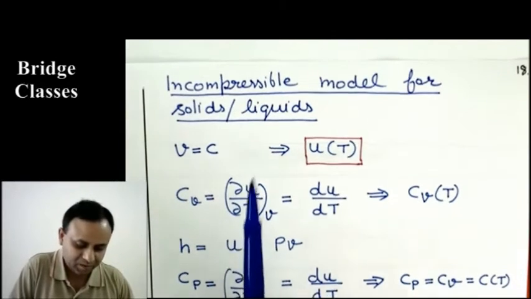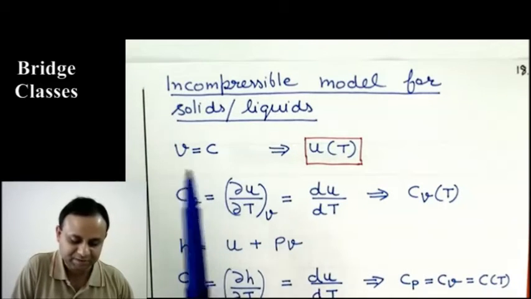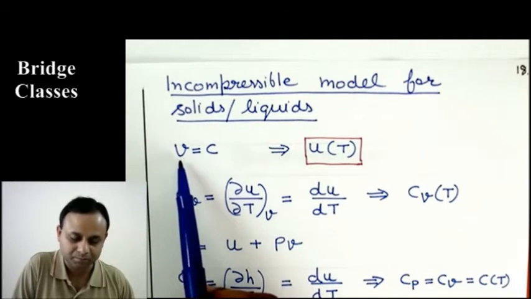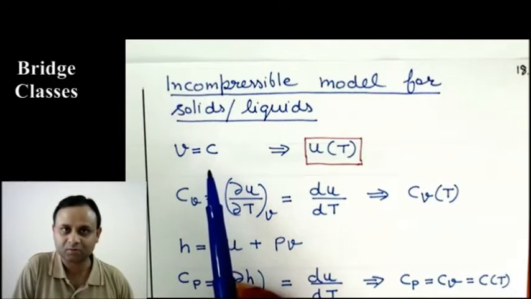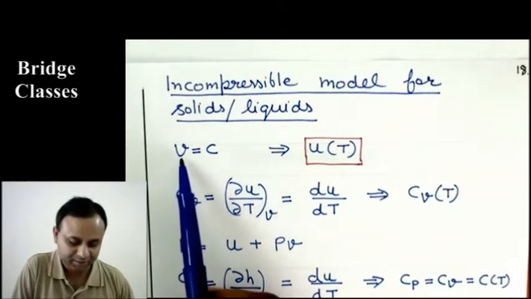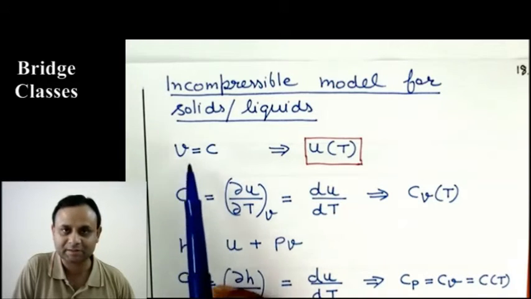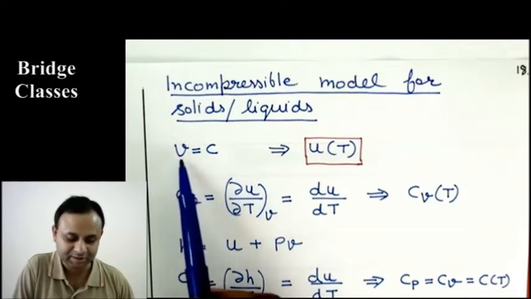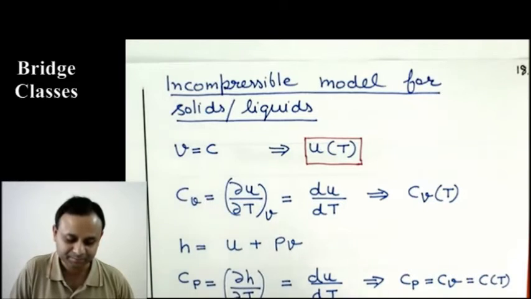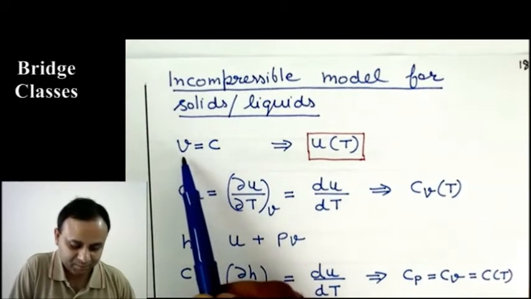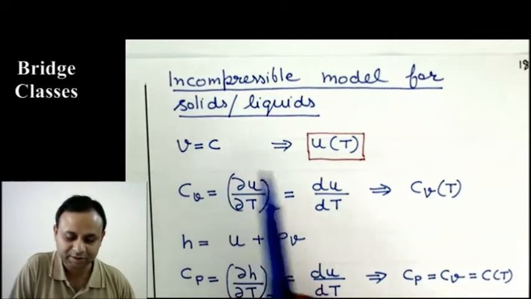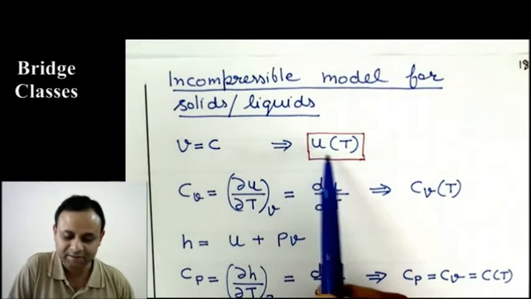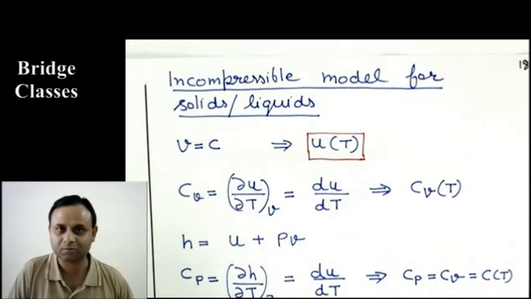Now incompressible substance means its volume is constant, so it doesn't change. No matter whether you try to compress it or heat it, its volume is not going to change, then it is incompressible. So solids and liquids are almost incompressible. It turns out that if the volume of a substance is constant, it does not change, then internal energy is a function of temperature only.